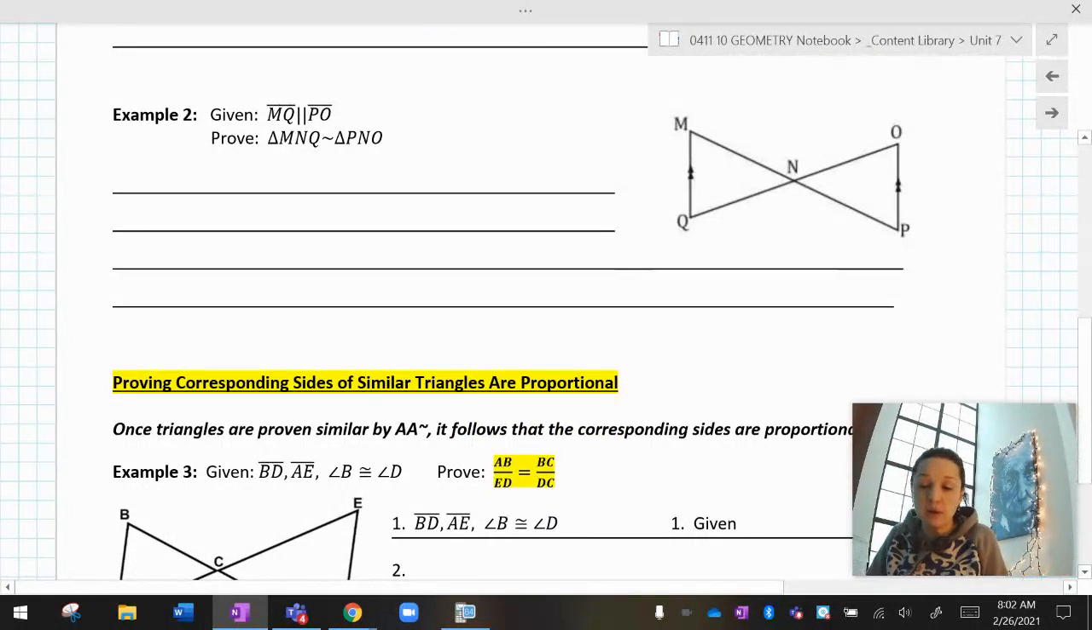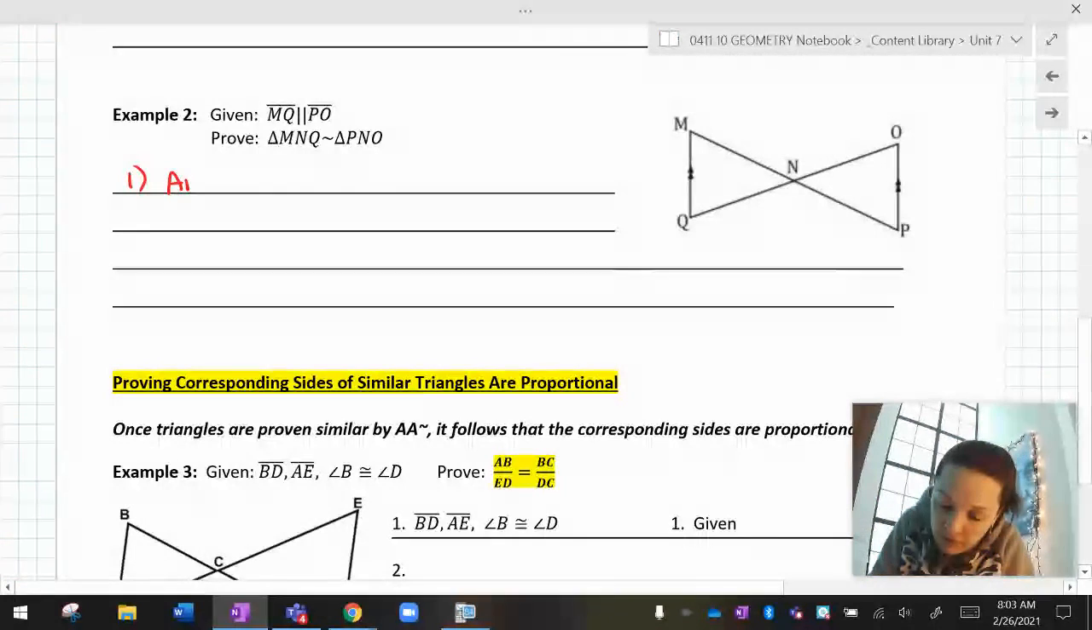All right, let's do it again. MQ is parallel to PO. Prove that these 2 triangles are similar. All right, well, let me start again with my given. Why did I write A? I don't know. MQ is parallel to PO, and that is given to us.